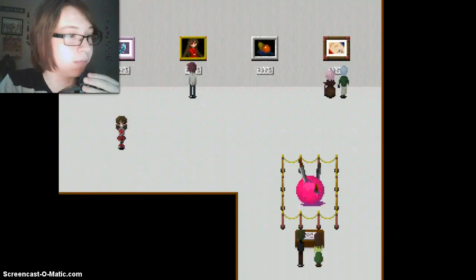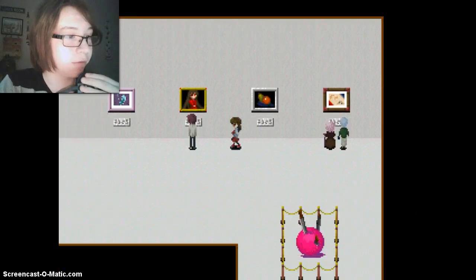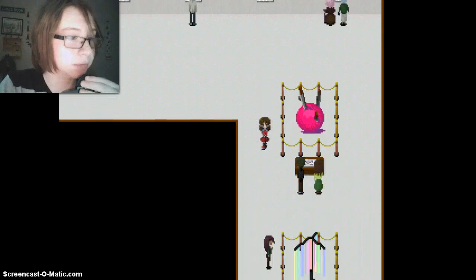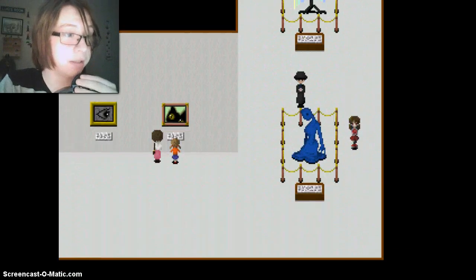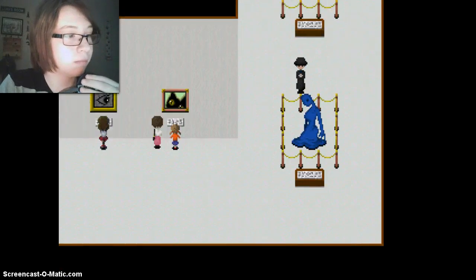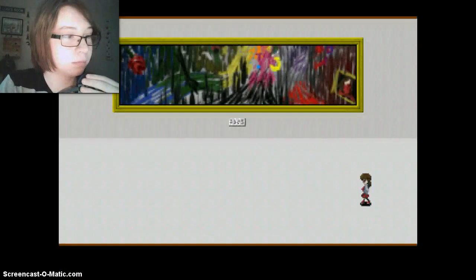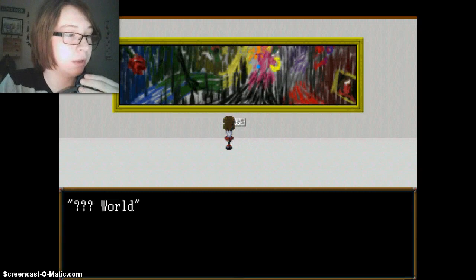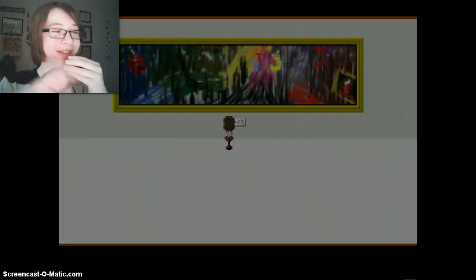Something diamond. You don't know this word. I'm like, how old am I exactly? Bitter fruit. Tasty. Very tasty. Taste cleansing tree. Yes, very tasty indeed. Something. You don't know this word. Enlightenment. Song. I'm just picturing that it says the world.